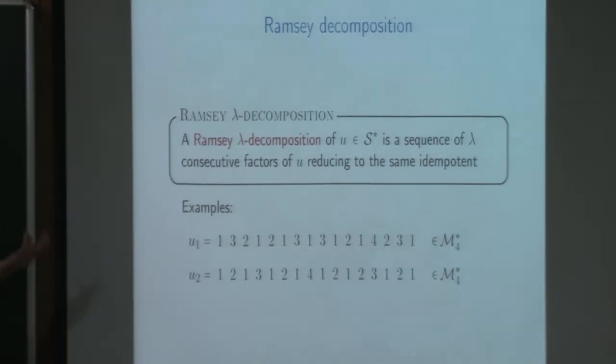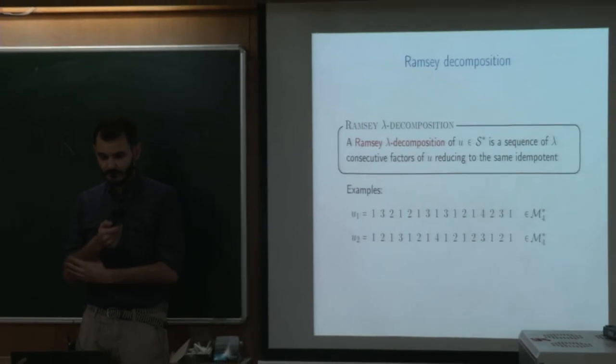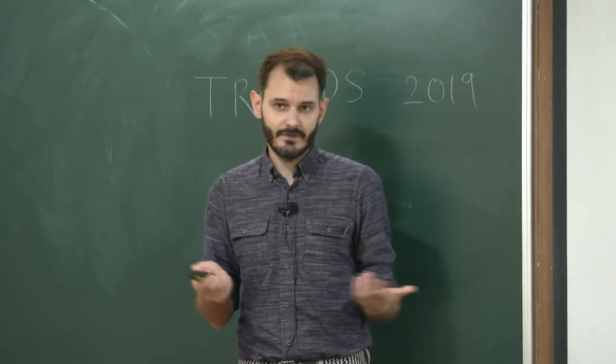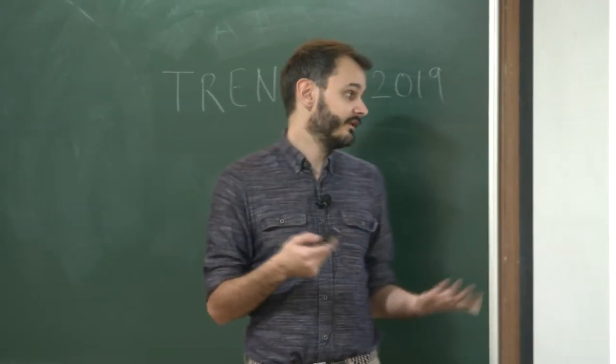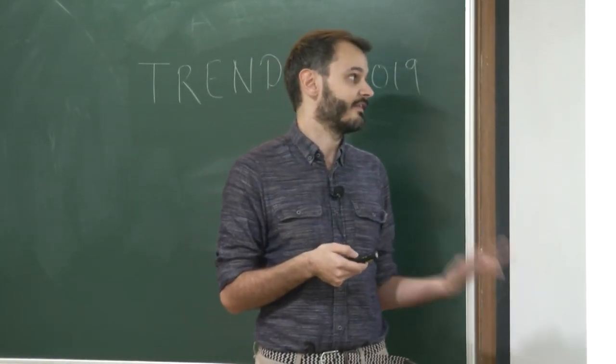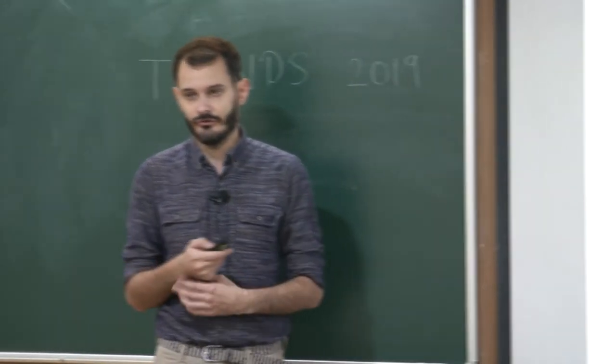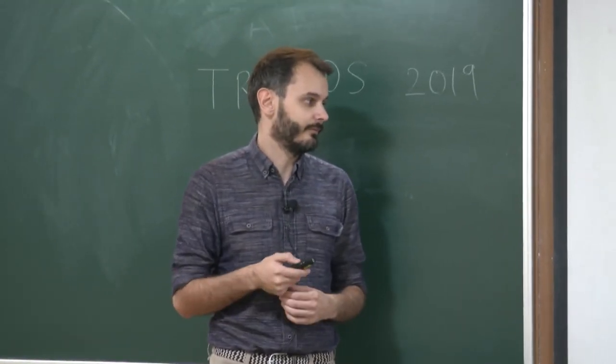Let's have another example. Once again, a word over the same semigroup. This time, this word actually does not admit any Ramsey 3 decomposition, but we can find here a small Ramsey 2 decomposition. Both of the maxima are 2.